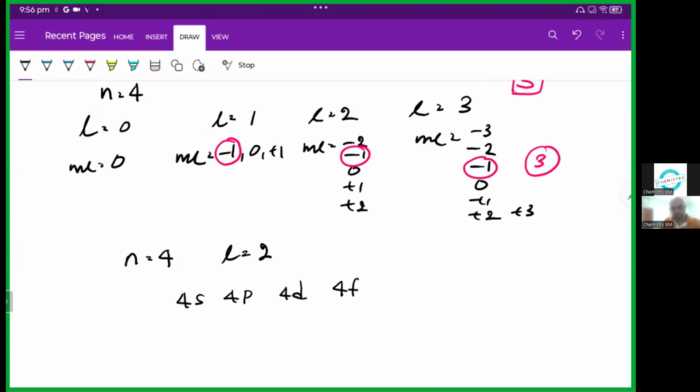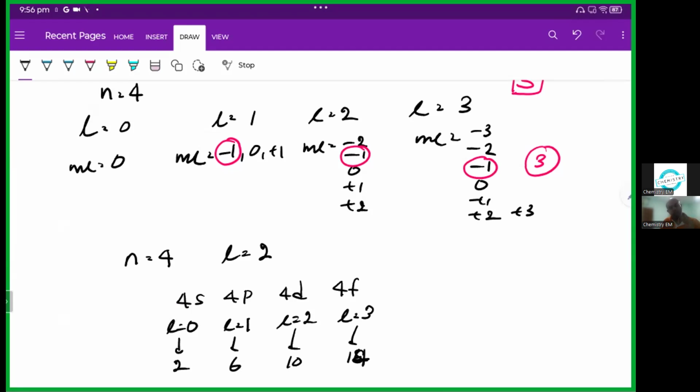Those are the sub energy levels, no? So S can have, this is L is equal to 0. This is L is equal to 1. This is L is equal to 2. This is L is equal to 3. Right? So maximum number of electrons that this can have: S can have 2, P can have 6, D can have 10, F can have 18. Sorry, 14. F can have maximum 14.